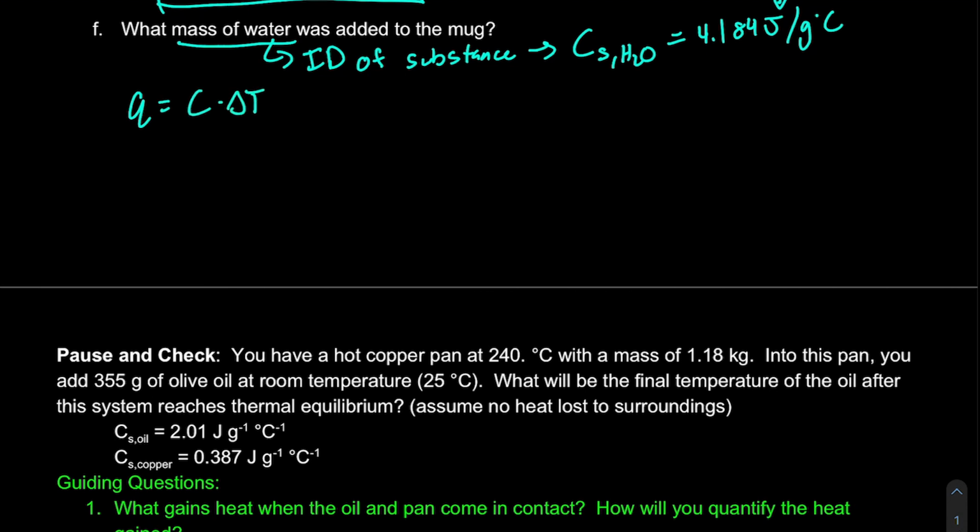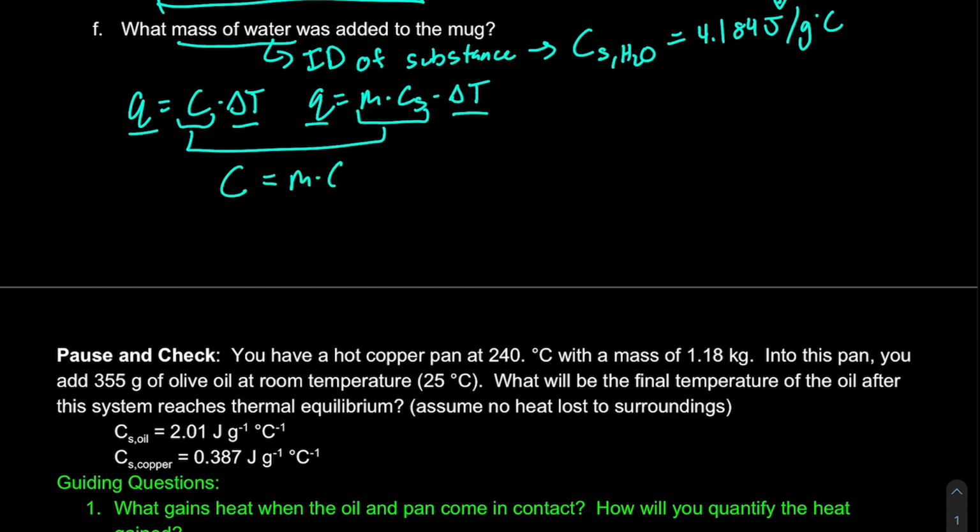Q equals C delta T and Q equals m specific heat delta T. We notice that these are both relationships between heat and our temperature change. And so what we see here, if we're talking about the same substance, is that our heat capacity is equal to the mass times the specific heat capacity if we're dealing with a pure substance, like we have here, water.